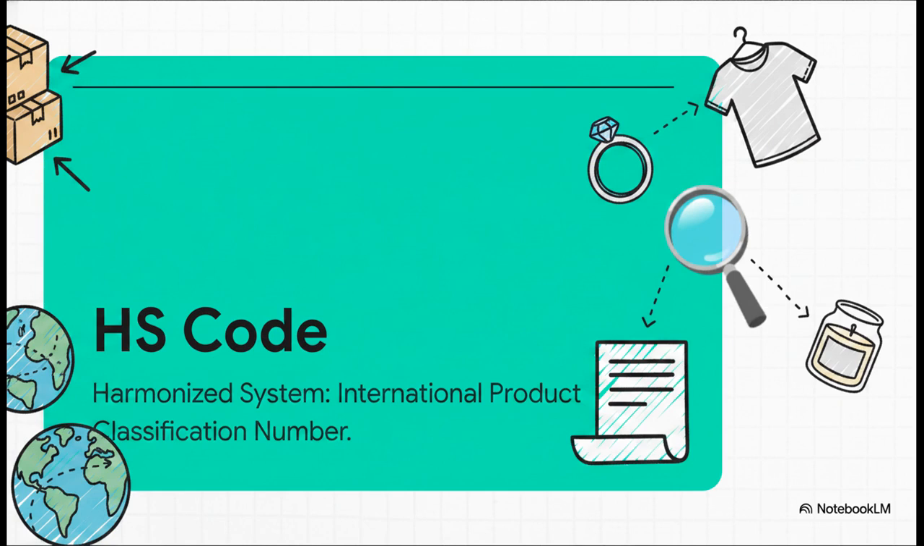For example, the HS code for a cotton t-shirt is 6109. Silver jewelry usually falls under 7113, and candles are 3406. It's a standard numerical system used all over the world.